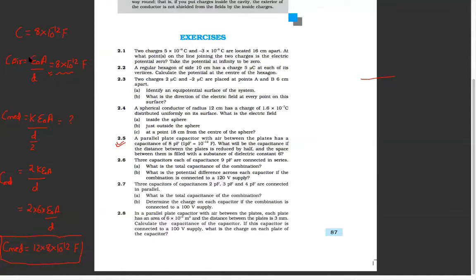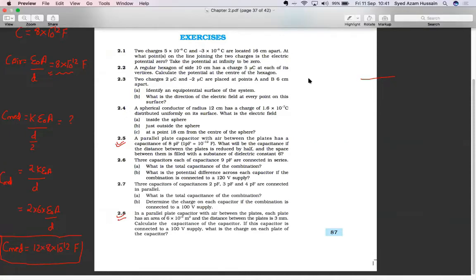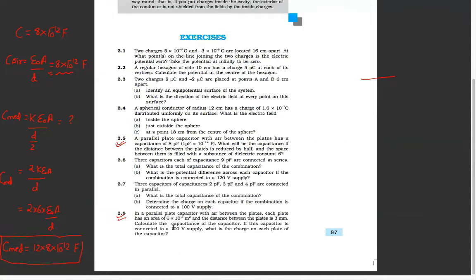So is it clear? This numerical 2.5. Yes, sir. Move on to the next one. Just try this question number 2.8. You have 2 minutes for this numerical. Just solve this numerical and report your answer in chat.